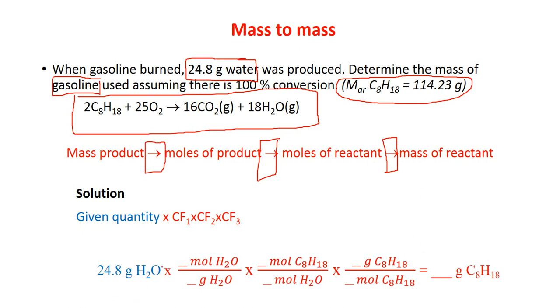So we start with 24.8 grams of water. That is our given quantity. To cancel these units, you need to use grams water down here. So you see that grams water here is going to cancel with grams water here. So we are saying we are moving from the mass of water, that is from grams of water, to moles of water. So if you have grams of water down here, you need to have moles of water up here.